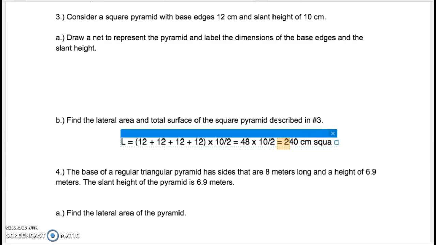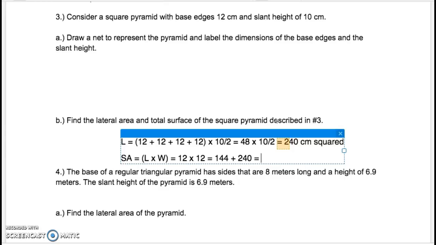centimeters squared. So then to get surface area, we just need to get the area of the base, which is a square. So the formula for that is length times width, which in this case, for a square, it's easy. 12 times 12, which is 144. And then we just add that to the lateral area above, and you will get 384 centimeters squared, if I did that correctly.